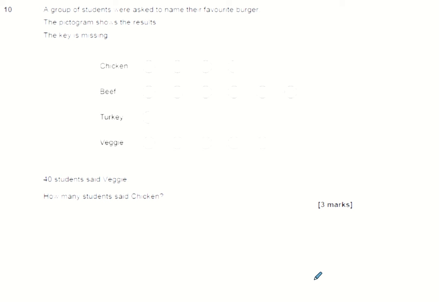Question 10. A group of students were asked to name their favourite burger. The pictogram shows the results. The key is missing. 40 students said veggie. How many students said chicken? So we know that the total of the veggie students is going to be 40, which means that we can work out the value of one full circle by taking 40 and dividing it equally between the 5 circles that are present, which means that each circle is going to be worth 8.